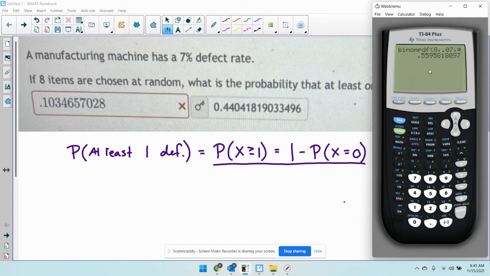So I get 0.559581, but I want to know what 1 minus that is because this is my complement. So I do 1 minus. So that's where I get the 0.44041819033496. Okay.